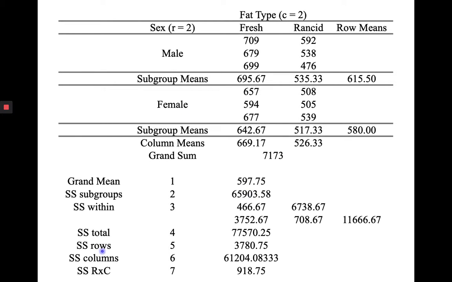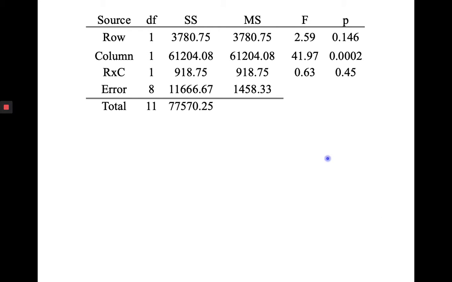You see down here that the fat types are in the columns, and the sum of squares due to columns is huge. And when that appeared in the analysis of variance, that was the only feature that was significant.